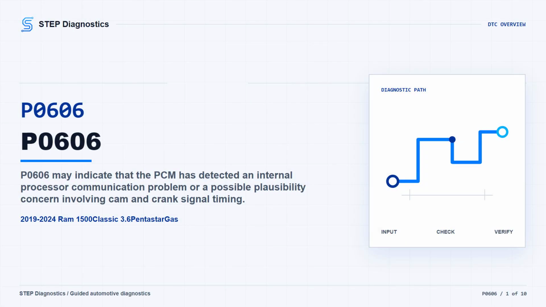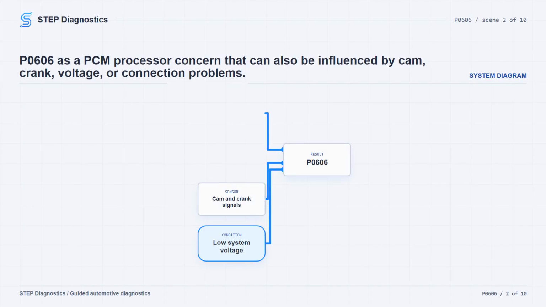This one is P0606 on a 2019 to 2024 Ram 1500 Classic with the 3.6L Pentastar engine. In plain language, this code may mean the PCM is seeing an internal processor communication problem or a plausibility problem tied into cam and crank signal timing. The truck may turn on the MIL, the ETC light may flash, and throttle input or vehicle speed can be limited.